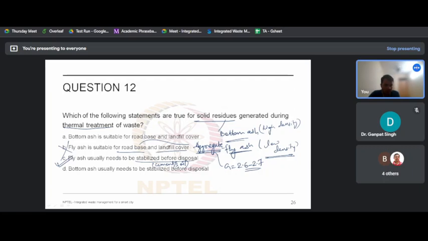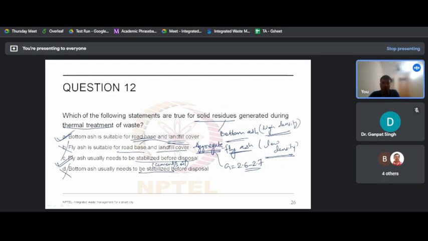Bottom ash, since we saw it has a higher density, we can easily use it for road base and landfill cover and other purposes to replace the use of aggregate. So A is correct. Generally, it does not need any kind of stabilization before disposal. So you can remove the last option, that is option D.